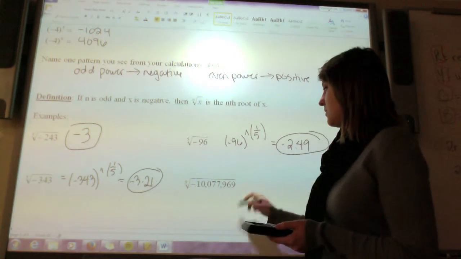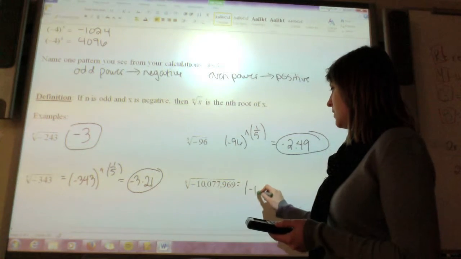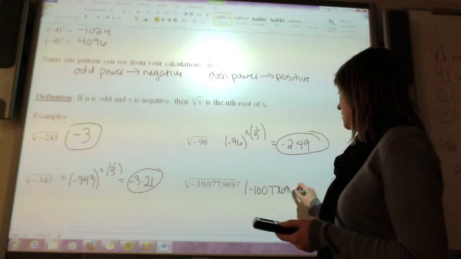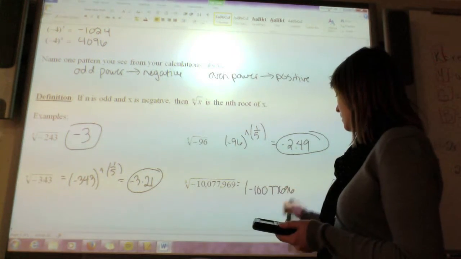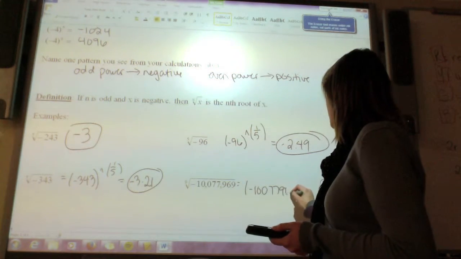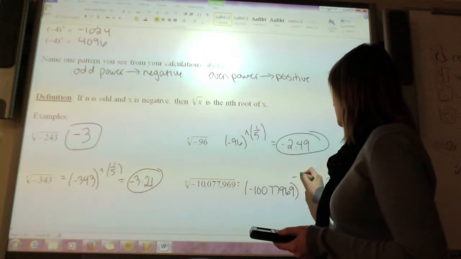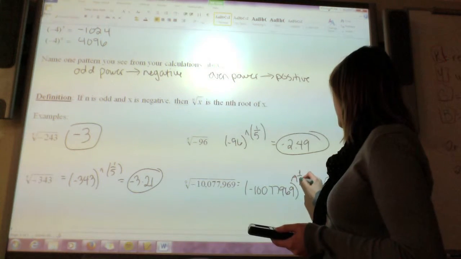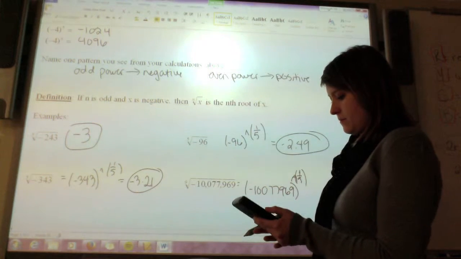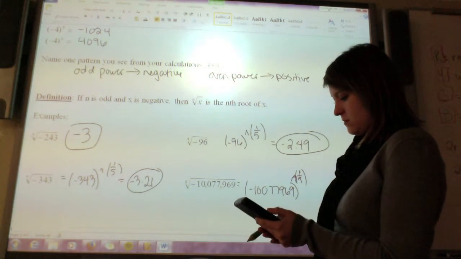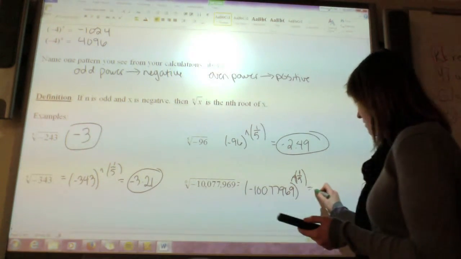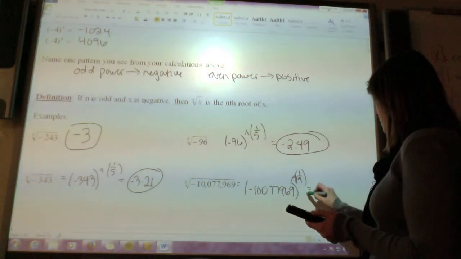Okay, and then I can do the same thing here. So in my calculator I can type in negative 10077969, to the 1/9. Make sure that's in parentheses. And I get approximately negative 6.